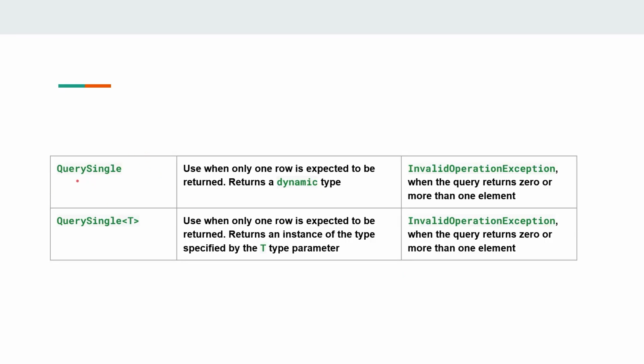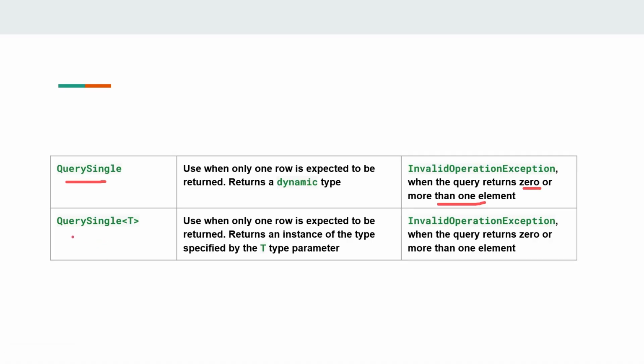First one is QuerySingle. This can be used only when one row is expected to be returned. If we are getting more than one row, it will throw an invalid operation exception, and also if it returns 0 rows. So if you're using QuerySingle, you need to make sure your query is written like that. It is returning only one row. It should not return 0 rows and it should not return more than one row also.